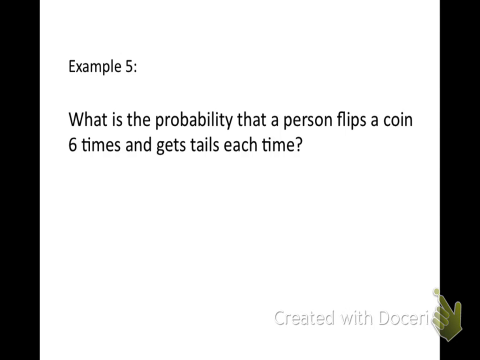Okay, what if we flip a coin 6 times and I want to know the probability of getting tails each time? So there are 6 events that are taking place, 6 flips of the coin. Okay, so I have 1, 2, 3, 4, 5, 6. My total number of outcomes are that every time I flip it, I have a choice, heads or tails, heads or tails, heads or tails, so I take this 2 total outcomes each time I flip, and I get a total possible outcome of 64.